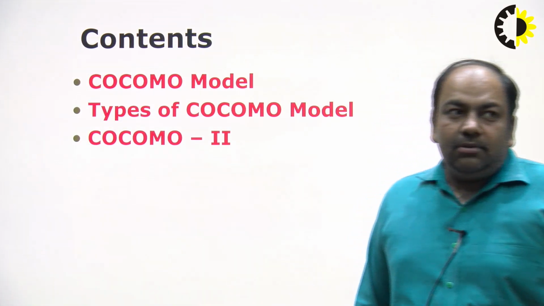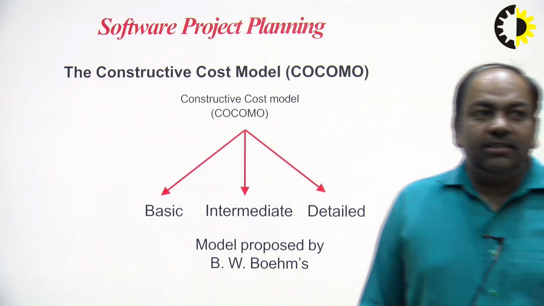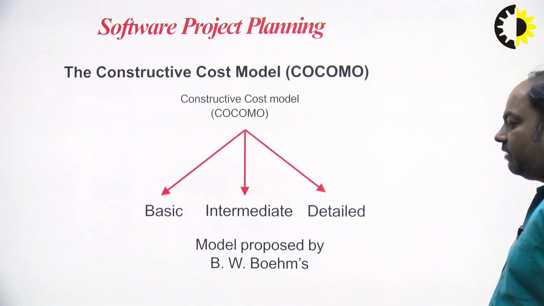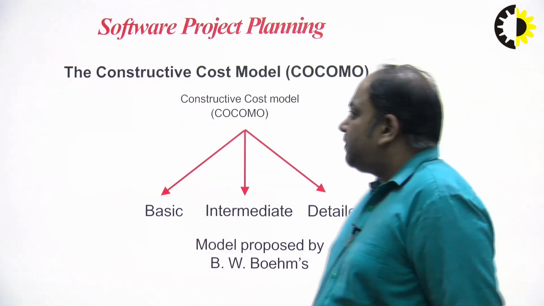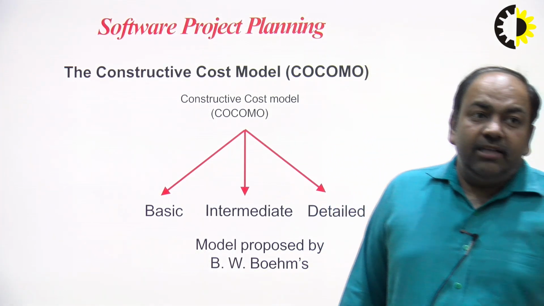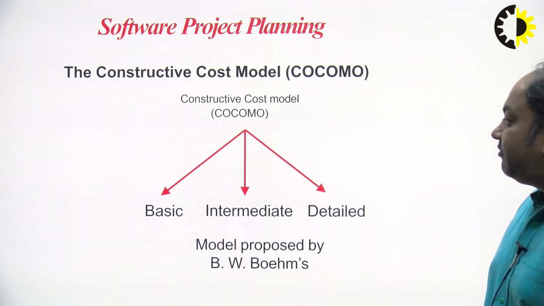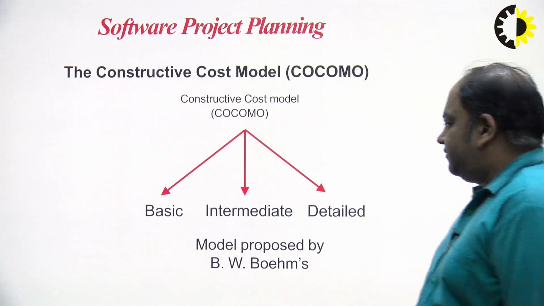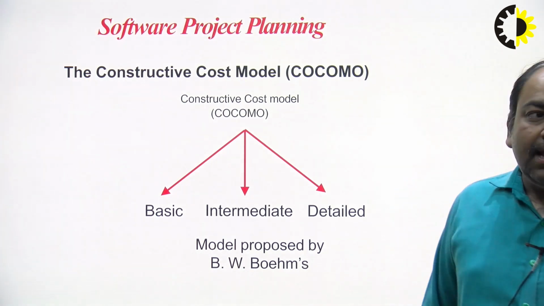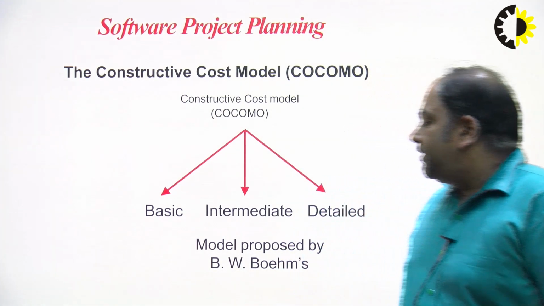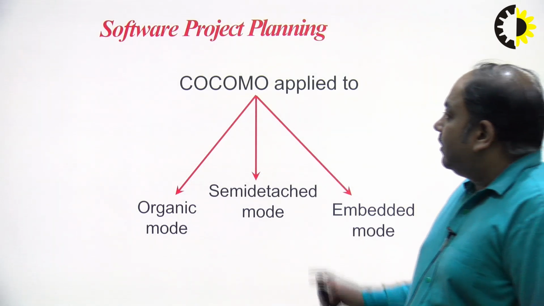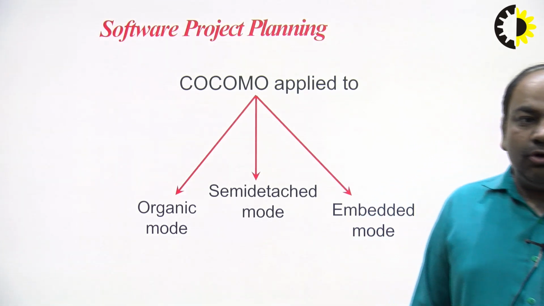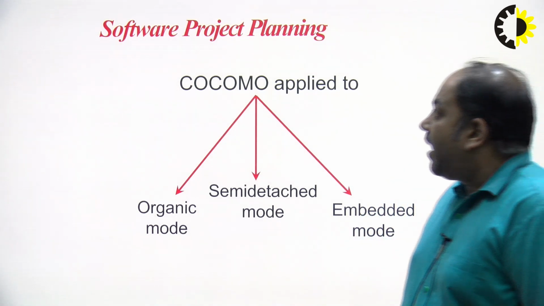First of all, the full form of Cocomo is Constructive Cost Model. It is proposed by B.W. Boehm, in which he describes projects in three types: one is basic, another is intermediate, and third is detailed. And he applied Cocomo in three forms, which are organic mode, semi-detached mode, and embedded mode.